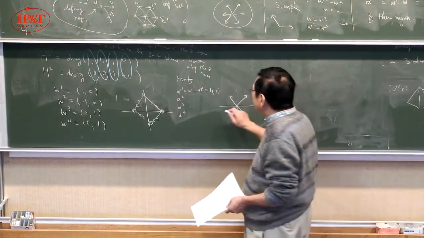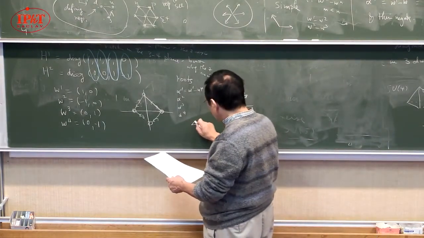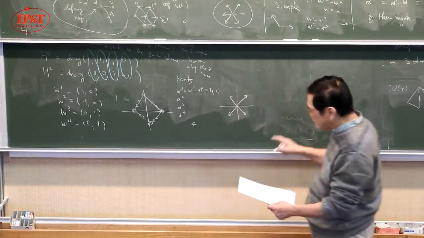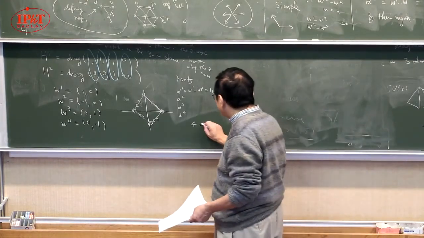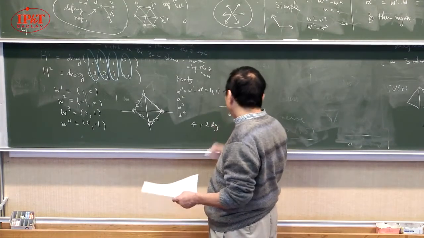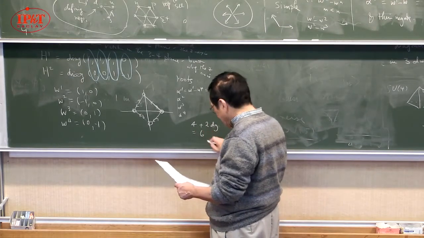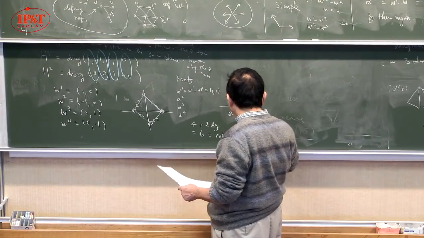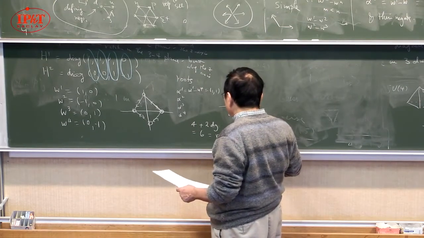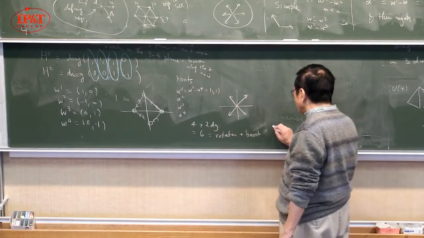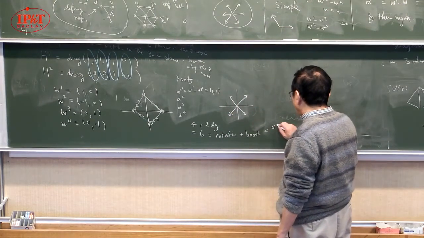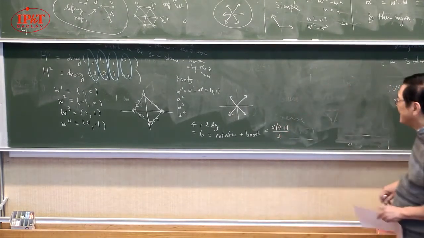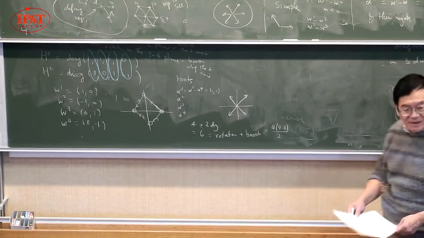So let's check. There are 4 roots. There are only 2 positive roots and 2 negative roots, plus the 2 diagonal guys, which is equal to 6. But 6 is 3 rotations plus 3 boosts, to use physics language, or to use mathematics language, it's 4 times 4 minus 1 divided by 2, which is 6. Right? The anti-symmetric rotation.